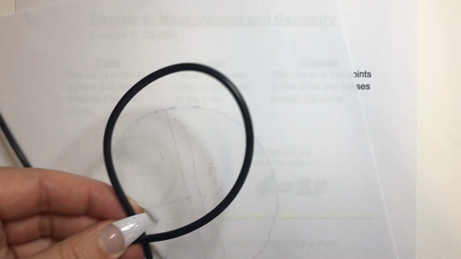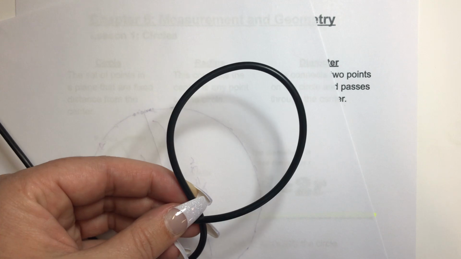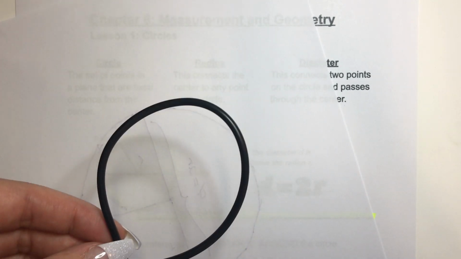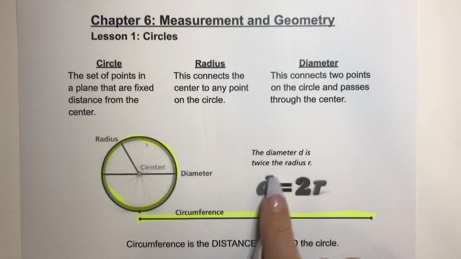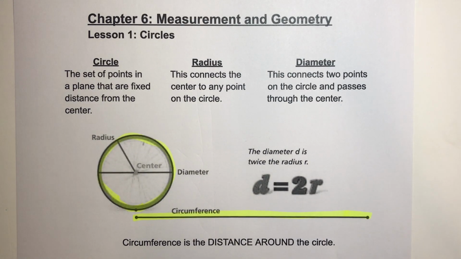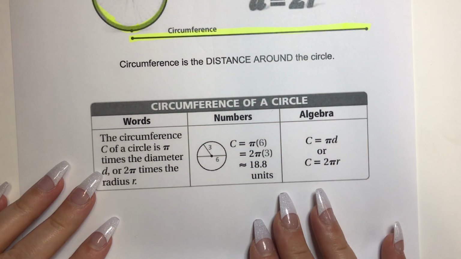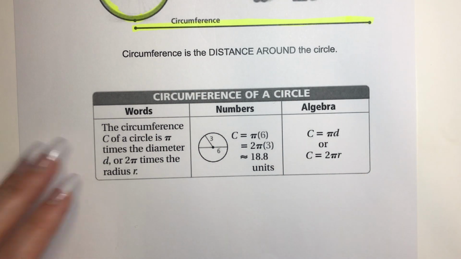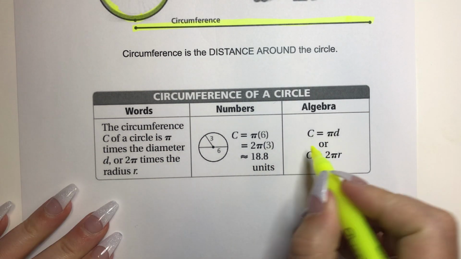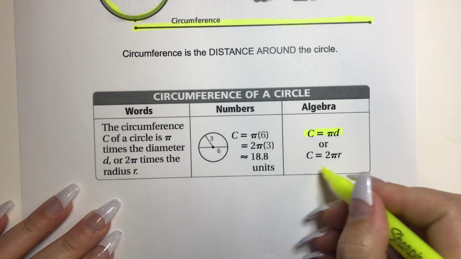Now there's a formula. I was just looking at it and estimating, which isn't good enough, right? But there's a formula for circumference, and we're going to look at what that formula is to find the exact. The formula for the circumference: there's two. There's the circumference equals pi times the diameter, or the circumference is 2 pi r.